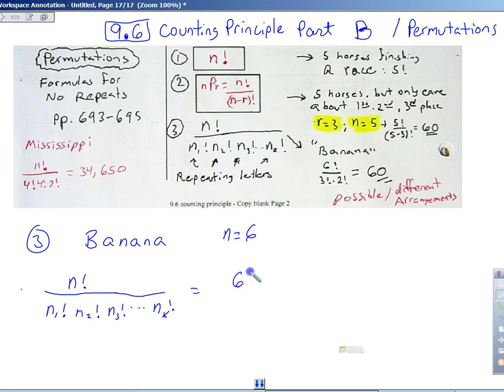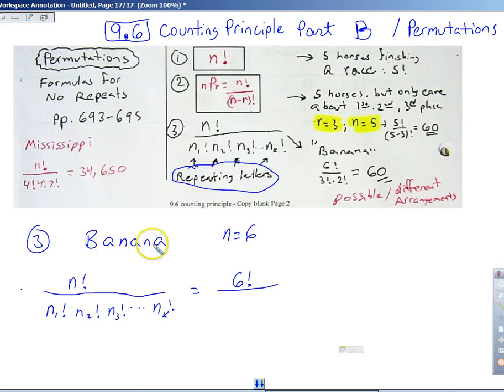So I'm going to get 6 factorial divided by, now down here in the denominator, I have n with the subscript of 1, and then 2, 3, 4. These are different n's from the one I have in the numerator. These are for repeating letters. And the word banana does have some repeating letters.